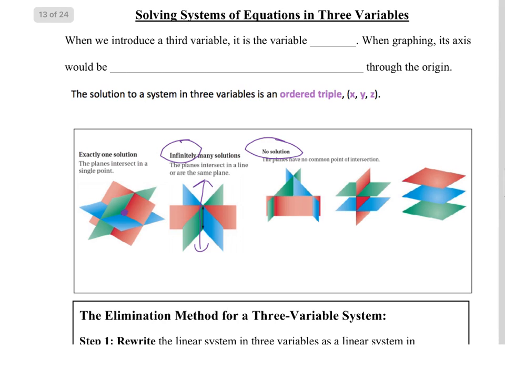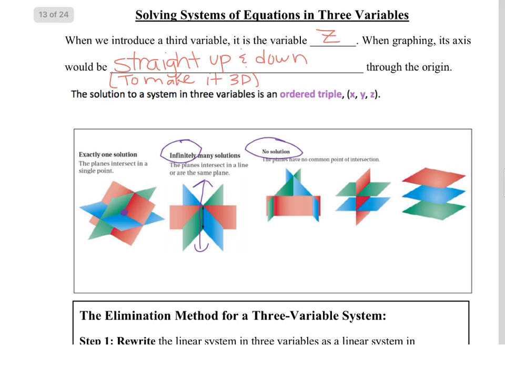Solving systems of equations in three variables. When we introduce a third variable, it is the variable z. When graphing, its axis would be straight up and down through the origin to make the graph 3D. The solution to a system in three variables is an ordered triple, x, y, z.